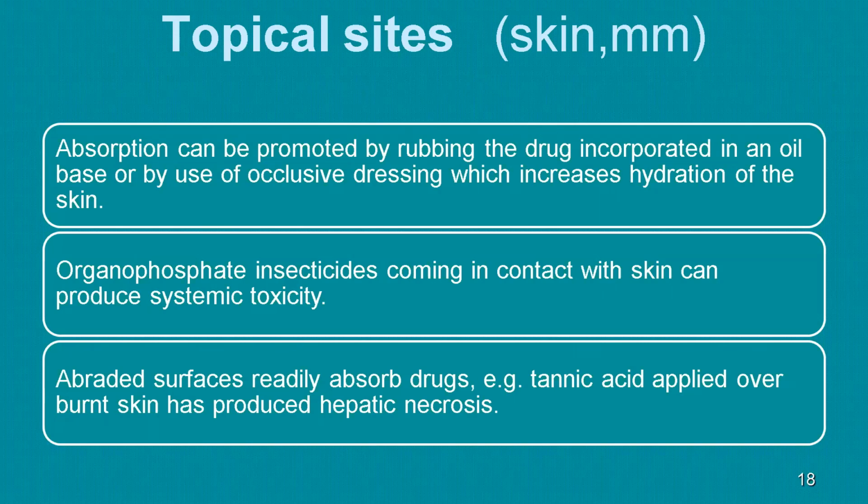So if you make the animal skin properly hydrated, then absorption is promoted due to the rubbing in of the drug incorporated in an oil base or the use of occlusive dressings. See, OPC insecticides coming in contact with skin can produce systemic toxicity, because we cannot say that it is not administered orally. Many times, if it is applied on the body of the animals and abrasions are there, then it may enter the general circulation.